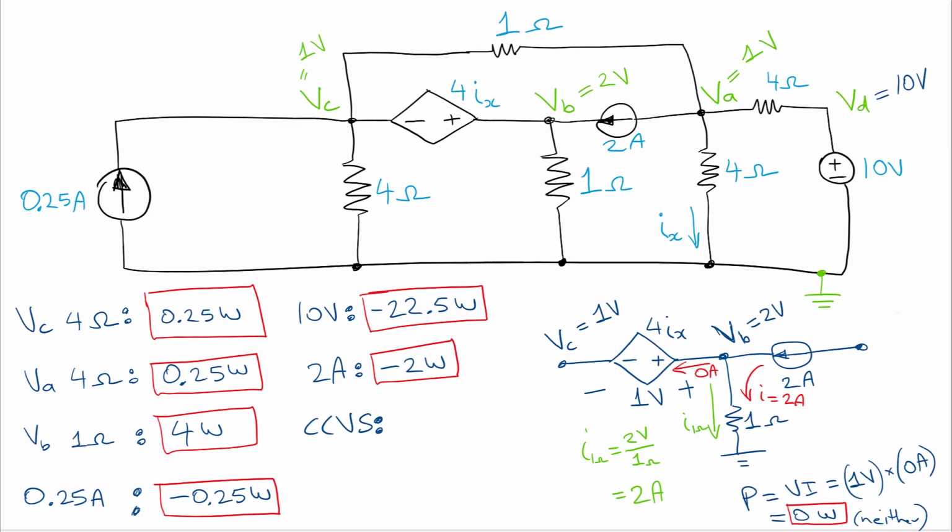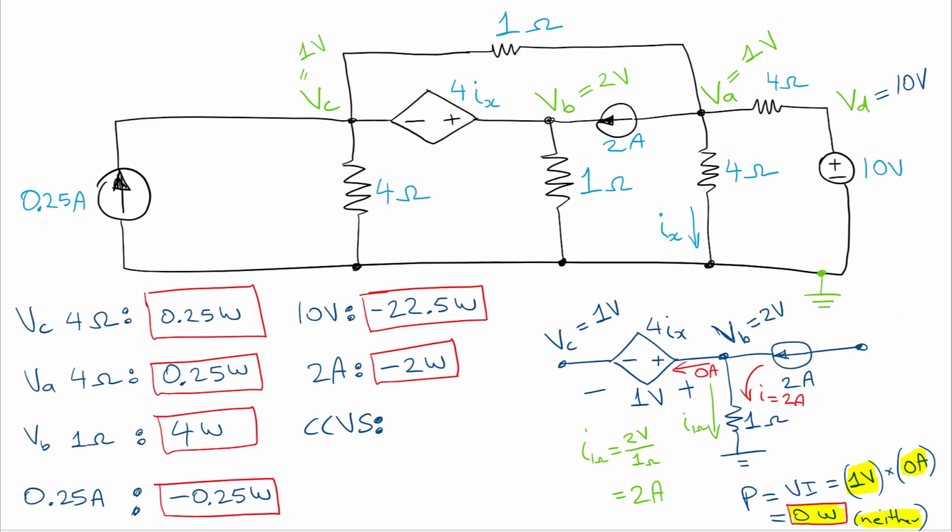Okay, so if we have no current flowing through, then what's our power going to be? Well, let's just plug in our values. Power is V times I. We know that our voltage is 1 volt. However, our current is 0 amps. So our final power through that current controlled voltage source is going to be 0 watts. So it's neither delivering nor absorbing power. Okay? So it's not doing anything.